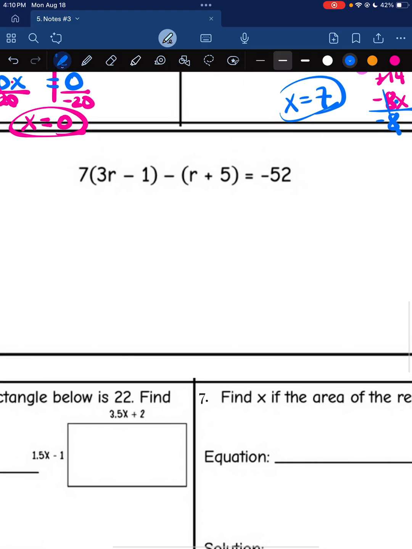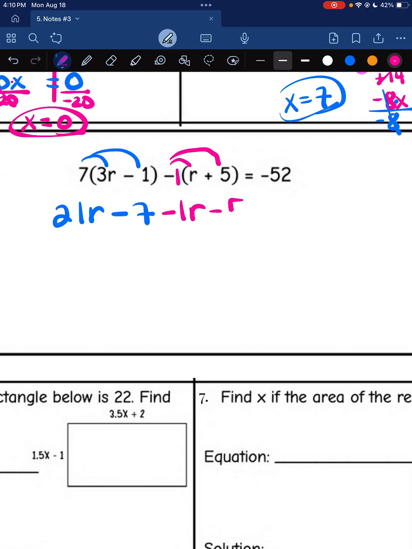And then number 5, we distributed step 1, so we distribute that. So we have 21r minus 7. And then this negative here is a negative. Anytime you see a negative without a number, put a 1 there. So this is minus 1r minus 5.